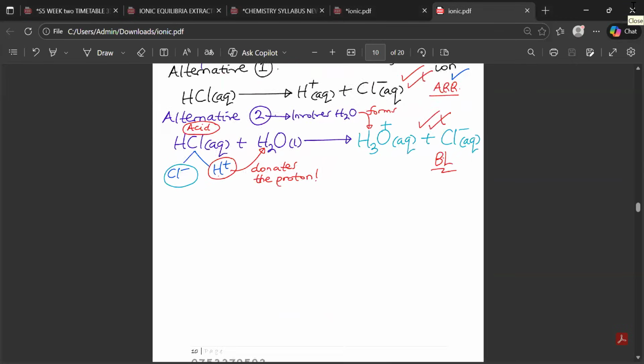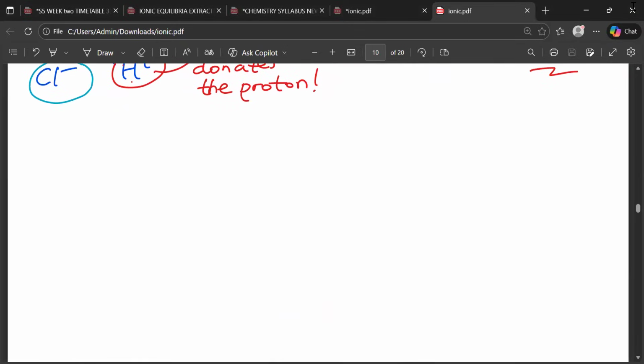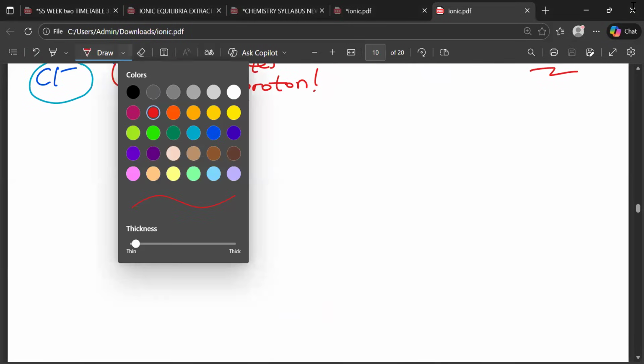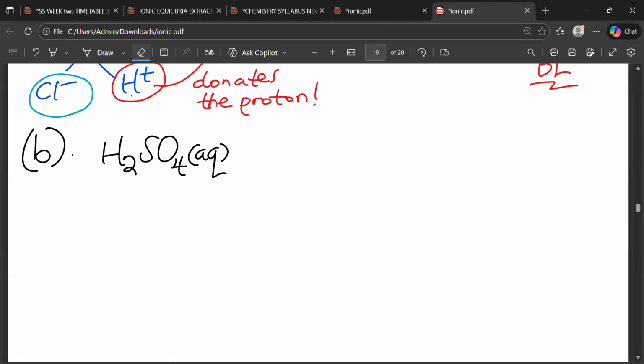Okay, people are saying both are okay. No problem. Now, you look at this one, part B, sulfuric acid. So when I talk of sulfuric acid, it will be like this, and we expect a full arrow.